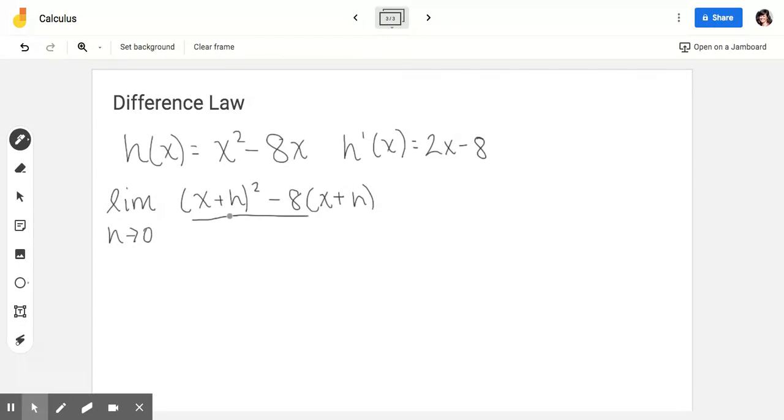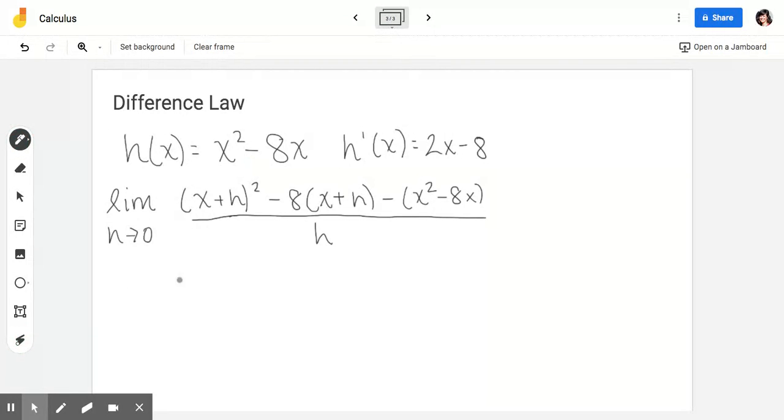Oh, I forgot a whole piece. Minus x squared minus 8x over h. So you can see here is the first part, the x squared limit, and then here's the second one, which is kind of the 8x. So we can think of it as two separate functions, and then we can just subtract their limits.